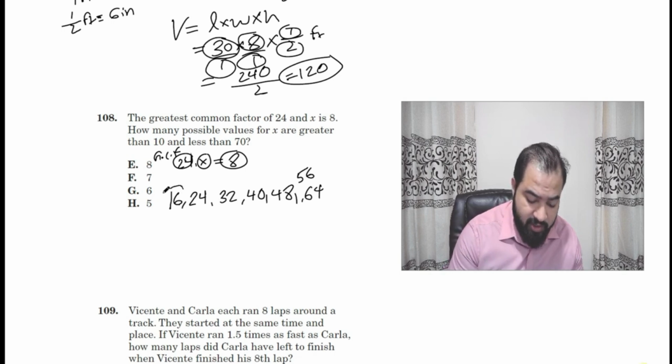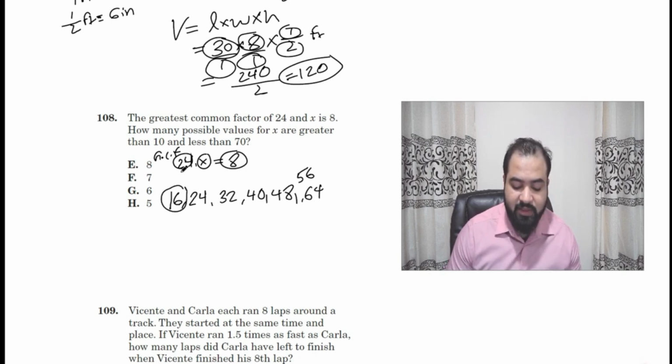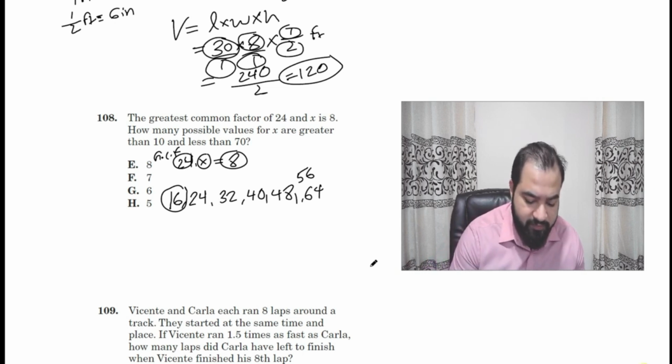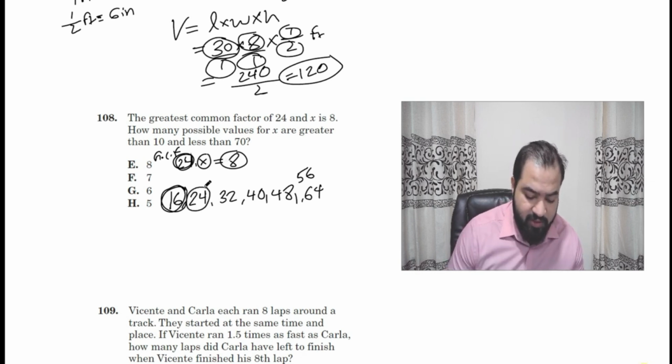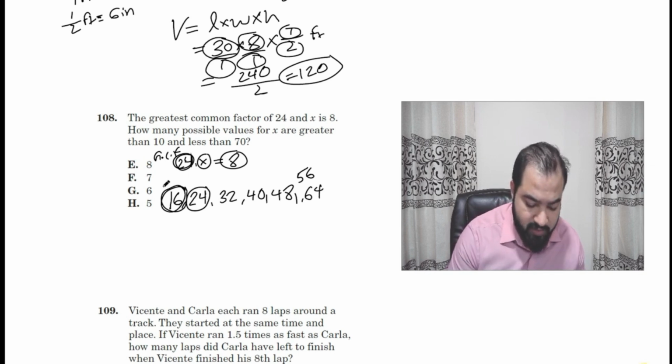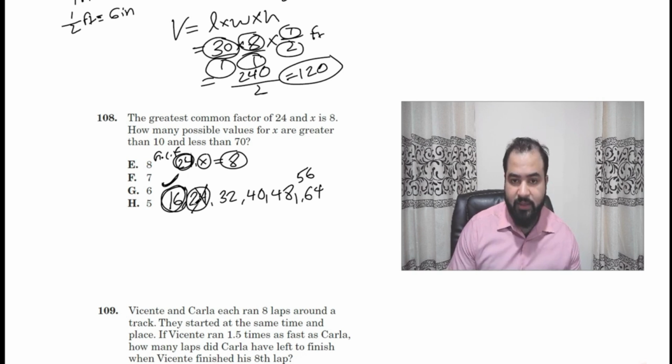So if x is 16, the GCF of 24 and 16 is 8. We can divide both of them by 8. How do we actually find the GCF? We should be able to divide both numbers by the GCF, and it's the greatest of all the numbers that I can divide them by. So the GCF of 24 and 24 is not 8. So 16 was acceptable, but 24 is not, because the GCF of 24 and 24 would be 24.